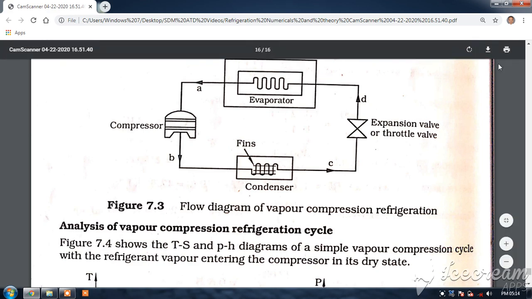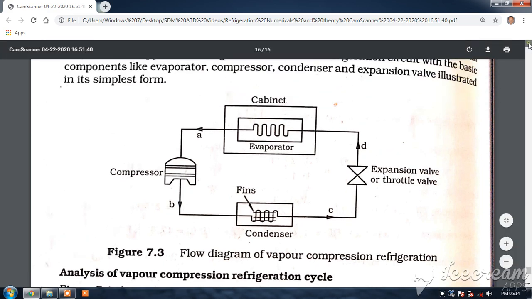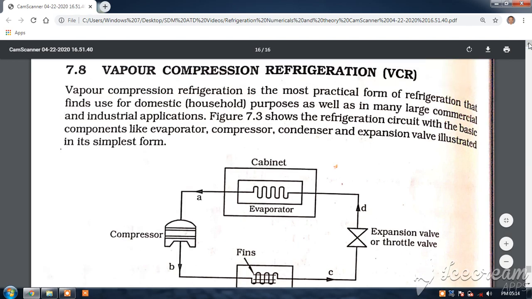Hello students. Now we will look at a brief theory on vapor compression refrigeration system so that we can solve some numericals with proper understanding. This is a vapor compression refrigeration. VCR is the most practical form of refrigeration used for domestic purpose as well as commercial and industrial purpose.